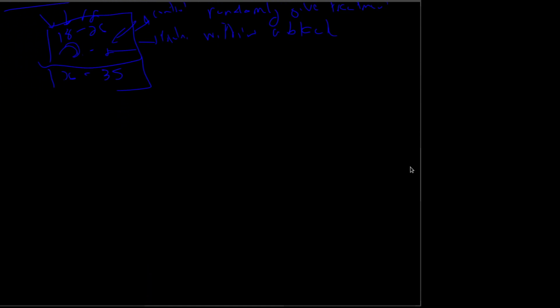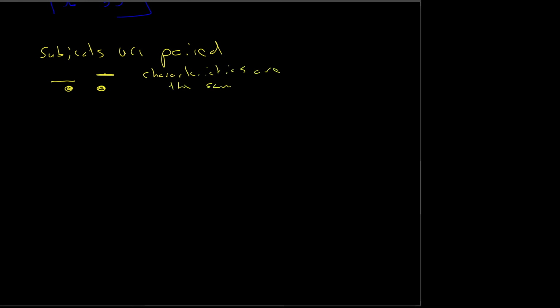Another method for designing an experiment to get rid of bias is called matched pairs. And subjects are paired. And what's nice is if you have a pair where the characteristics are generally the same between them, then one gets the treatment and one is the control.